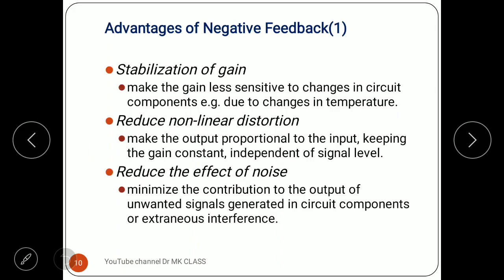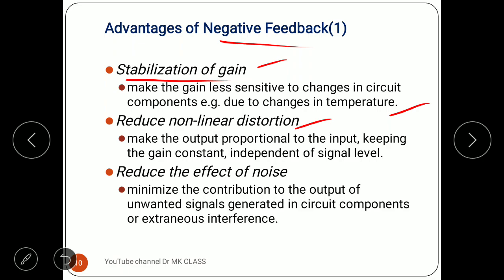Advantages of negative feedback: stabilization of the gain. It makes the gain less sensitive to changes in the circuit components due to changes in temperature, etc. So stabilization will happen in the gain, meaning constant gain will come. It reduces non-linear distortion. Usually distortion will come in amplifiers, so from that noise at the speaker you cannot listen to the proper music, and that is fixed using negative feedback. So it will reduce the non-linear distortion. It makes the output proportional to the input, keeping the gain constant independent of the signal level variations.